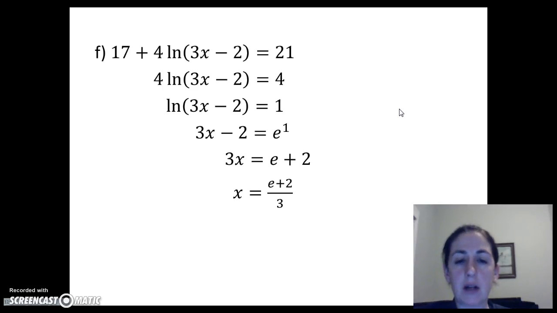If you're going to put this in your calculator, remember to keep your numerator in parentheses. Most calculators are automatically designed so that e is going to be raised to a power, so you'd put a 1 in for the exponent, and you would get a decimal approximation of about 1.5728.